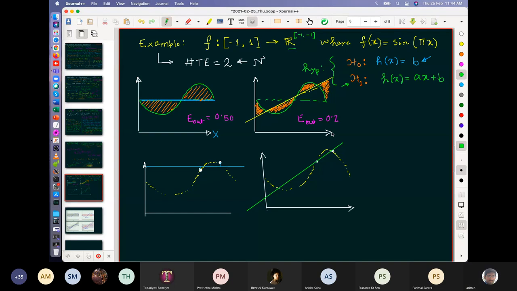Agreed? Yes, sir. So therefore, you expect that here, by looking at this, it is this much. You expect that the error becomes like this. Everyone is with me? Others, all are with me, right? Yes, sir.